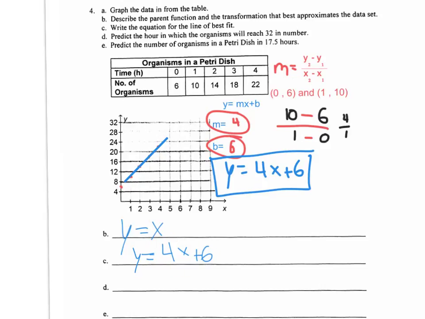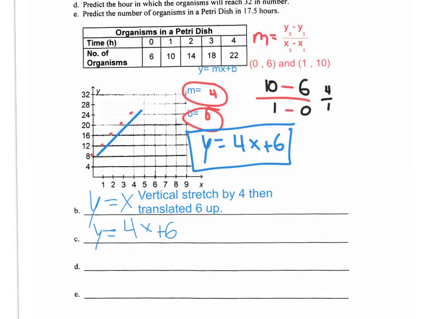Let's first start off by looking at the a value of 1. And right here, the a value is 4. So what we need to say is that this parent function first gets vertically stretched by 4, because we're ignoring the 6 right now. We're just focusing in on the 4. It's a vertical stretch of 4. And then after that, it gets translated 6 up.